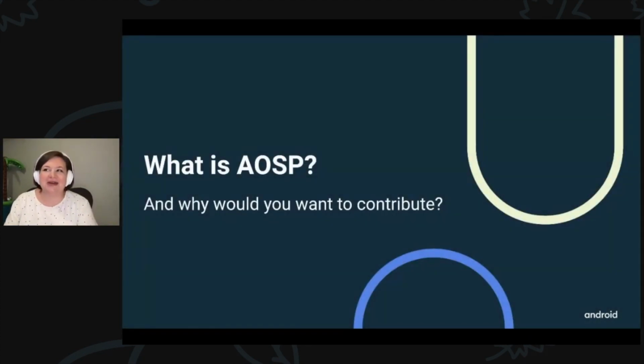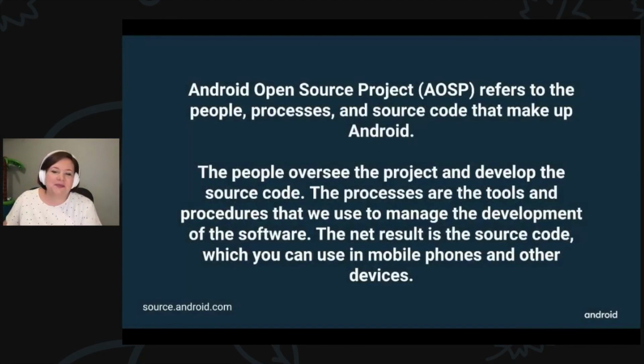So what is AOSP, and why would anyone want to contribute to it? AOSP is the Android open source project, and that refers to people, processes, source code, all these things that make up Android. We oversee the project and develop the source code as well as the tools and procedures that we use to manage the development of Android software.